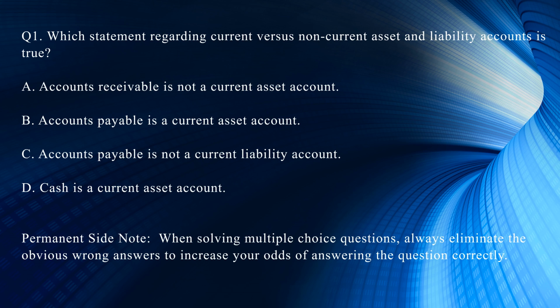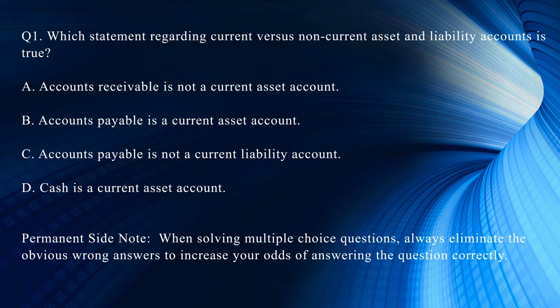So what can we obviously eliminate here? So let's take a look at it. Start with A. Accounts receivable is not a current asset. We know accounts receivable is definitely a current asset because we expect our customers to pay us back for products that we sold to him or her within the 12-month period. So that is incorrect. Moving on to B. Accounts payable is a current asset. Accounts payable has a current classification, but is not a current asset. It is a current liability. C. Accounts payable is not a current liability. That is incorrect because we know accounts payable is a current liability.